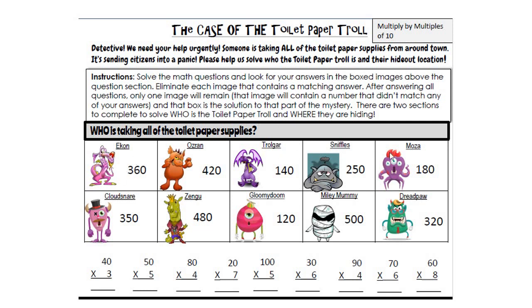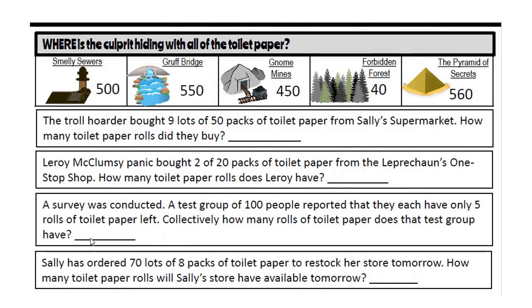So once you get an answer, cross that off. And after answering all of your questions, only one image, one troll will remain. That image will contain a number that didn't match any of your answers. And that box is the solution to that part of the mystery. There are 2 sections to complete to solve who is the toilet paper troll and where they are hiding. So first, who is taking all the toilet paper supplies is there.